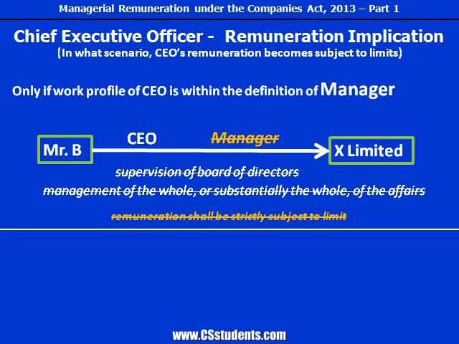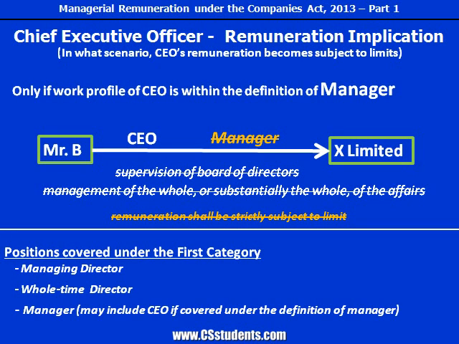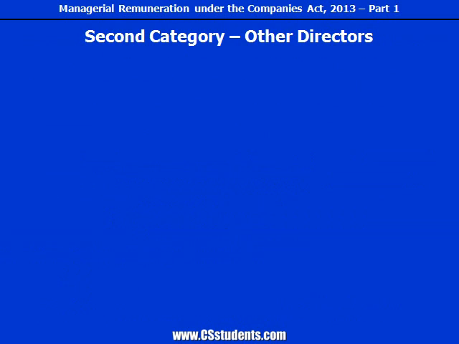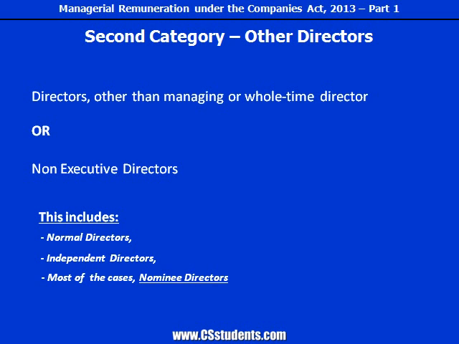So, positions covered under the first category are the Managing Director, the Whole-Time Director, and the Manager, which may include Chief Executive Officer also. Now, we discuss the second category. The second category covers directors other than managing or whole-time director. In other words, non-executive directors. Basically, the directors, though part of the board, hold no executive post. This includes normal directors, independent directors, and in most of the cases, nominee directors.